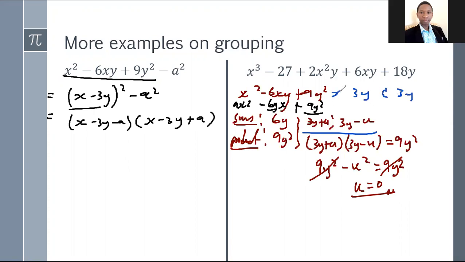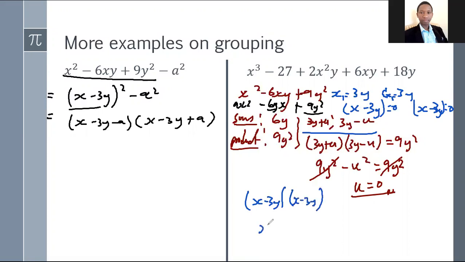What does that mean? If I have x1 equals 3y and x2 equals 3y, then this means x minus 3y is a factor, but this also happens on the other hand here. So x minus 3y is also a factor. This tells me that this can be factorized as x minus 3y into x minus 3y, which becomes x minus 3y all squared. And this is exactly what I had there. So you can see that in the case where u equals 0, you are going to have a square binomial. That is another nice thing about this.